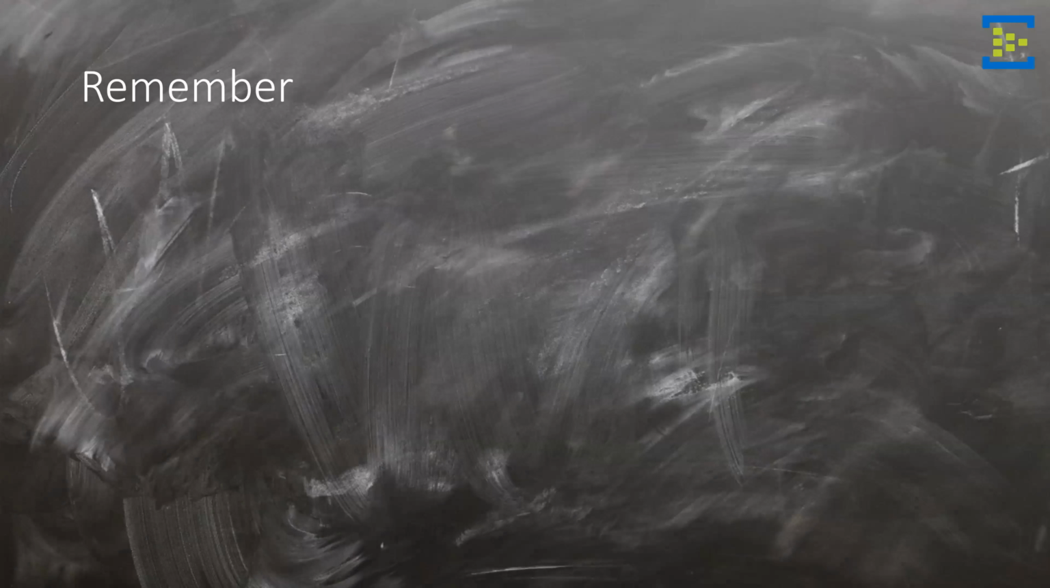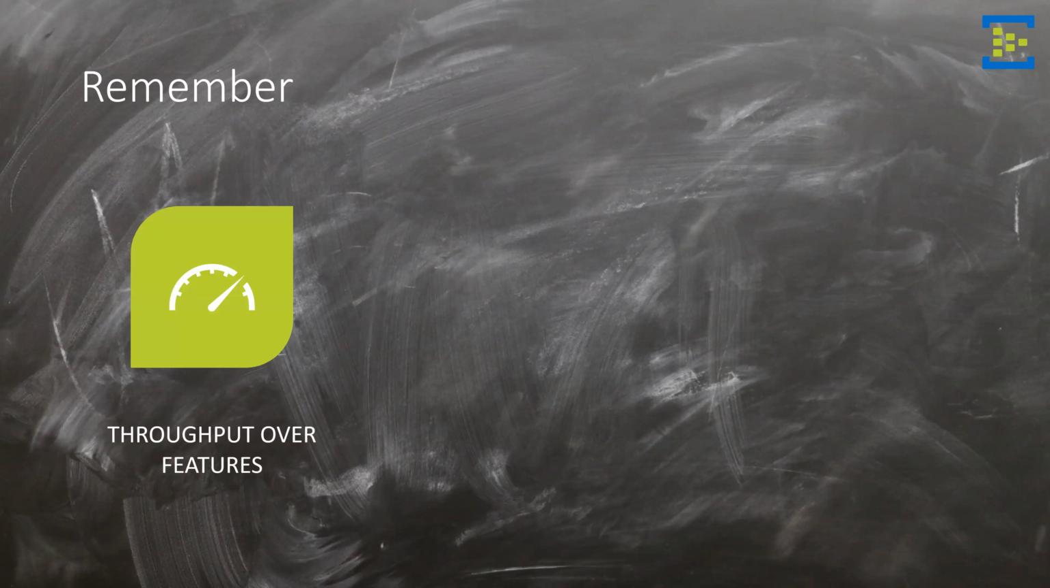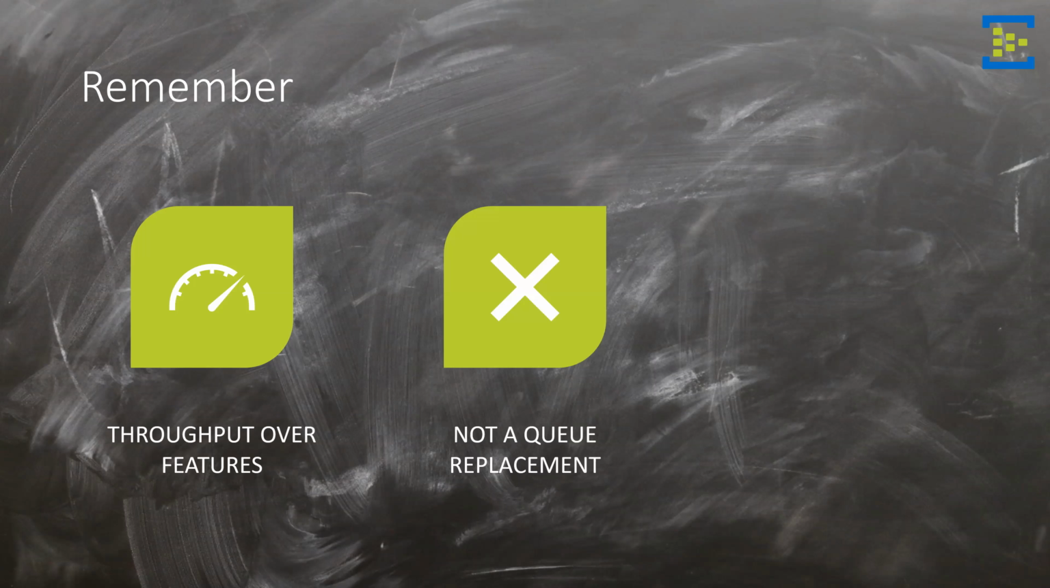So let's sum it up. The important things about Event Hubs. Remember, throughput over features, okay? We haven't seen that many features. I've highlighted two of them, auto inflation and storing data rather than trying to process it in real time. Again, this is because the purpose of Event Hubs is not the same as a queuing or general messaging service. It is ingesting, right? Not a queue replacement. Important to realize that.